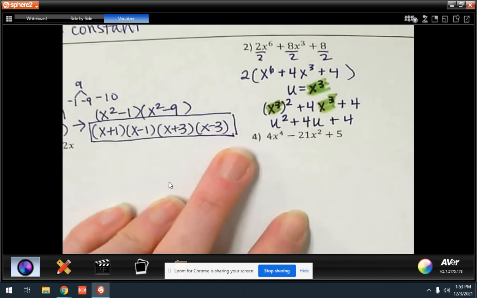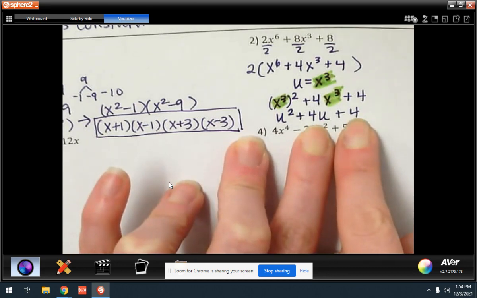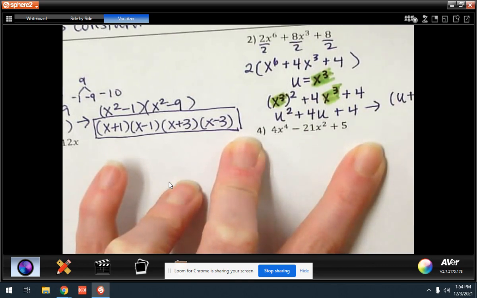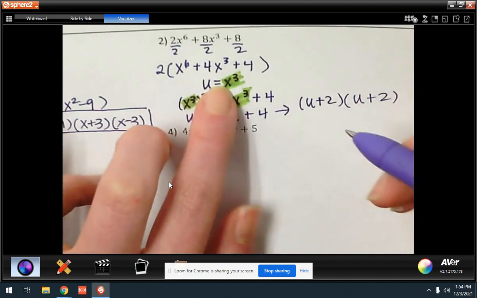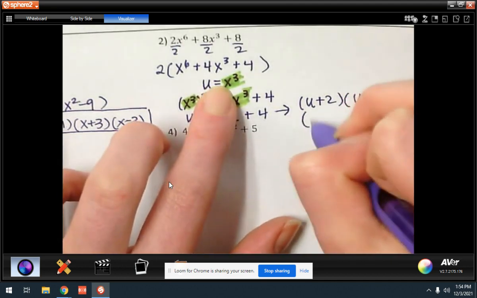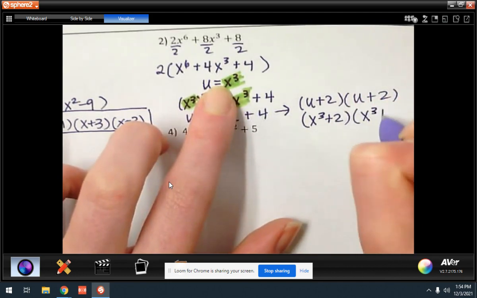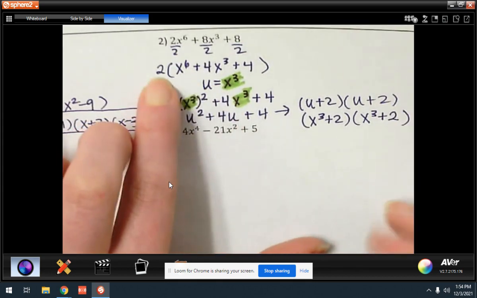So now we have a beautiful quadratic where a is 1. We can use our a equals 1 shortcut. I just need 2 numbers that multiply to 4 but add to 4. 2 and 2. Okay, so that factors to u plus 2 and u plus 2. Don't leave u in the final answer. We got to replace it with that x cubed. So x cubed gets to go back in the game. And don't forget our 2 from the very beginning.